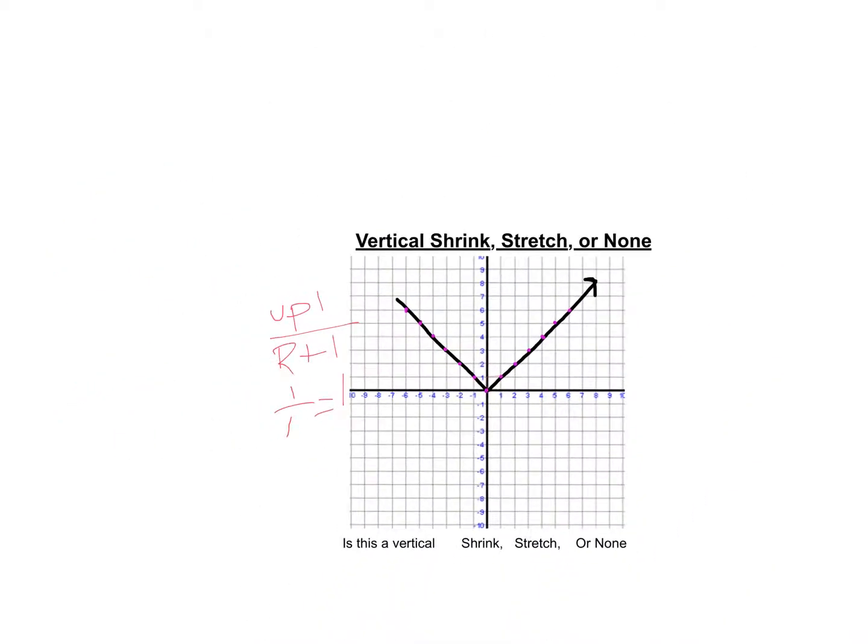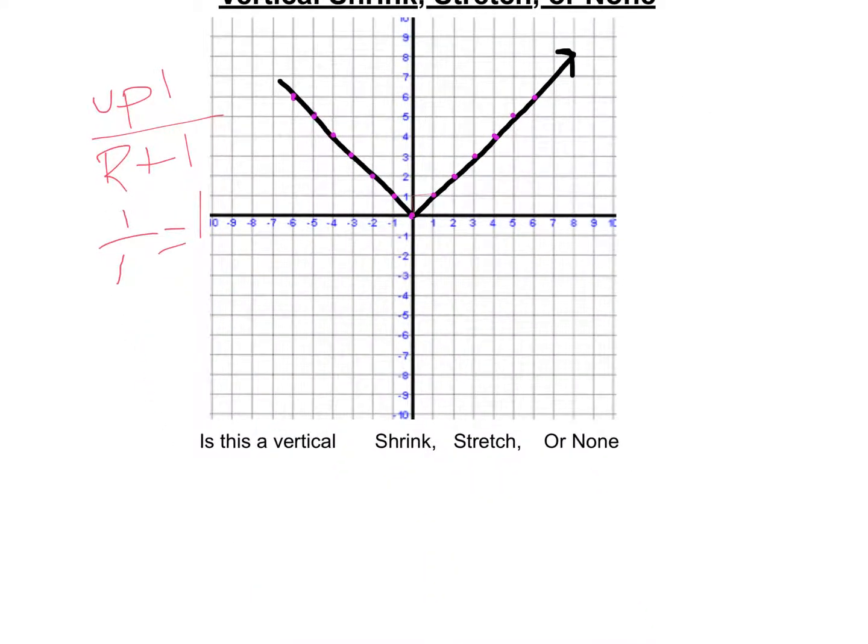Now since my slope is 1, it's going to be none. Shrink is less than 1, stretch is greater than 1. Absolute value, of course. And the absolute value of a is equal to 1. So shrink is smaller than 1, stretch is bigger than 1, and none is 1.